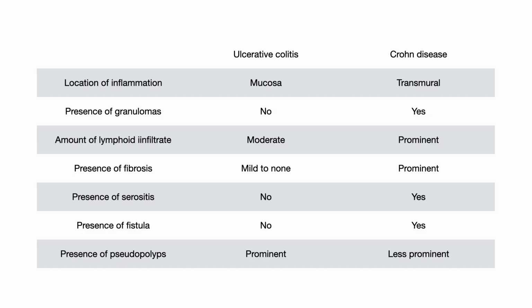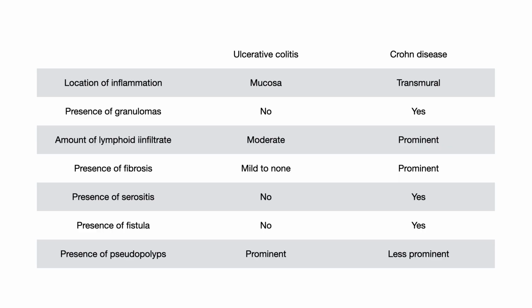So ulcerative colitis, location of inflammation, is like it says, mucosa. Crohn's disease is transmural. And if you remember that, it helps you understand some of the complications. Granulomas are associated with Crohn's disease, but not ulcerative colitis. Lymphoid infiltrate: both of them have it, most prominent in Crohn's disease.